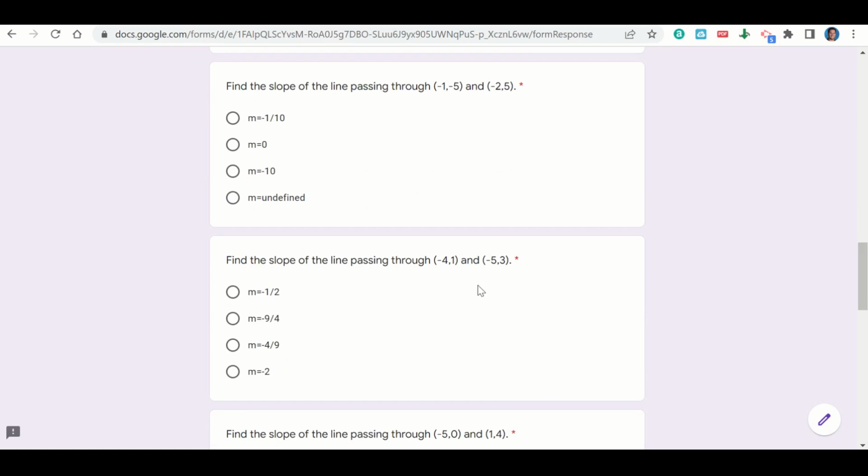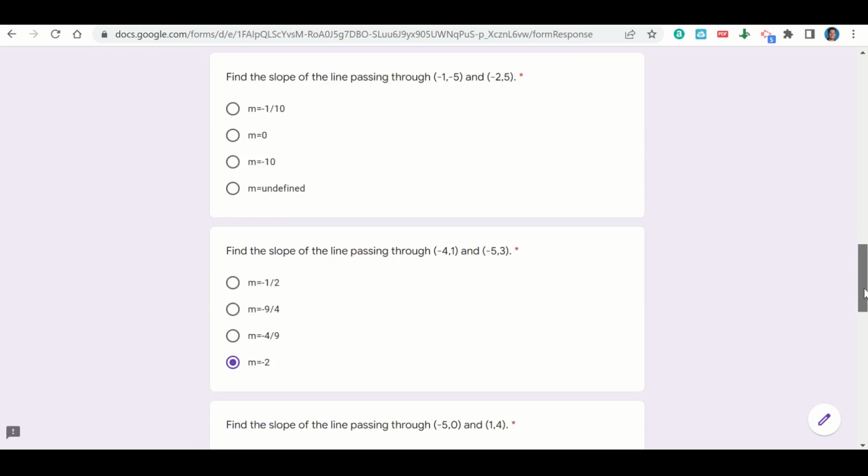So -4, 1, and -5, 3. So again, I'm going to calculate the change in y and put that over the change in x. So I'm going to take the y's, so this is 1, and I'm going to subtract the other y, which is 3. So 1 minus 3 is -2. And then we'll do the change in x's. So we have -4 minus -5, which becomes +1. So we have negative 2 over positive 1. Well, negative 2 divided by 1 is just negative 2, so we get negative 2 as our slope. So that should be our answer.